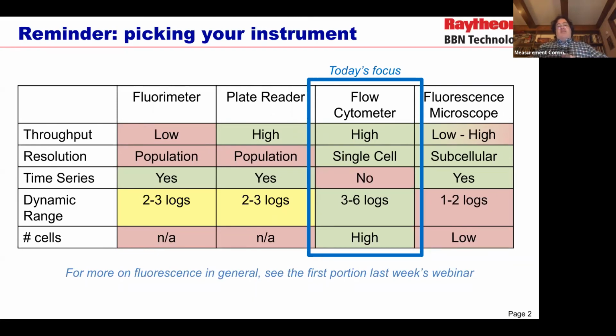And these instruments have a great dynamic range. Depending on the instrument and the particulars of the cell and fluorescence you're working with, you can get 3 to 6 orders of magnitude difference between the highest and lowest values that you can quantify. The only real problem with a flow cytometer is that it's a disruptive measurement, and therefore it's generally not as good for doing time series measurements as the less invasive ones.